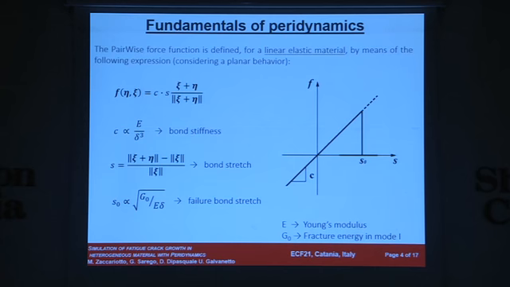Here, for example, is the simplest linear elastic material, defined adopting this formula, in which the pairwise force function modulus is obtained by multiplying the bond stiffness, which can be demonstrated to be proportional to the elastic modulus of the material, by the relative bond elongation. It is possible to introduce a failure bond stretch limit that can be related to the fracture energy in mode 1. So when in a bond the stretch exceeds this failure limit, the bond is broken in an irreversible way.